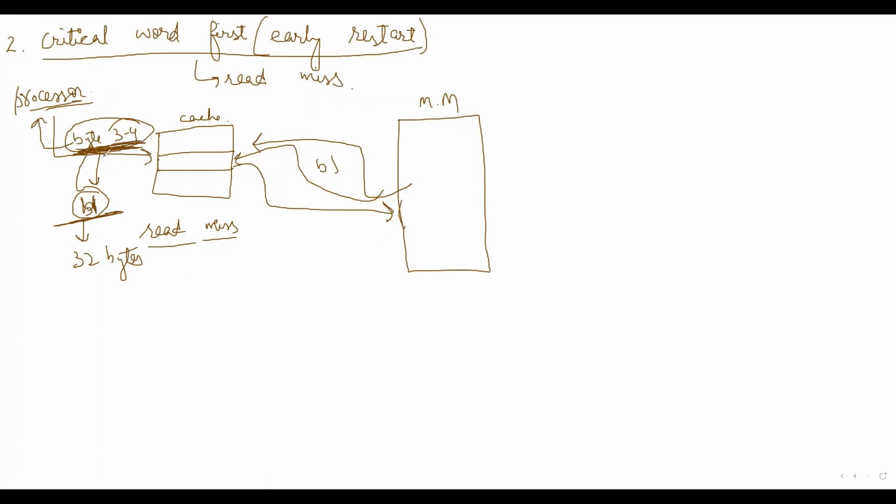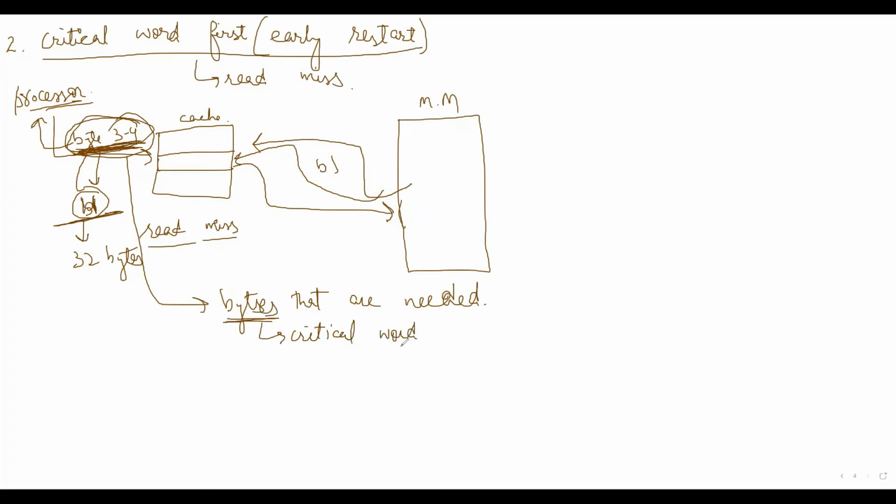Okay, so whenever I am getting these words or these bytes that are needed, instead of waiting for the entire block, I will send these bytes to the processor, and my processor will work on these bytes. It doesn't care about the other bytes. Okay, so in parallel, I am getting the other bytes, and at the same time, I am using these bytes that are needed. So these bytes that are needed, these are also called critical words.